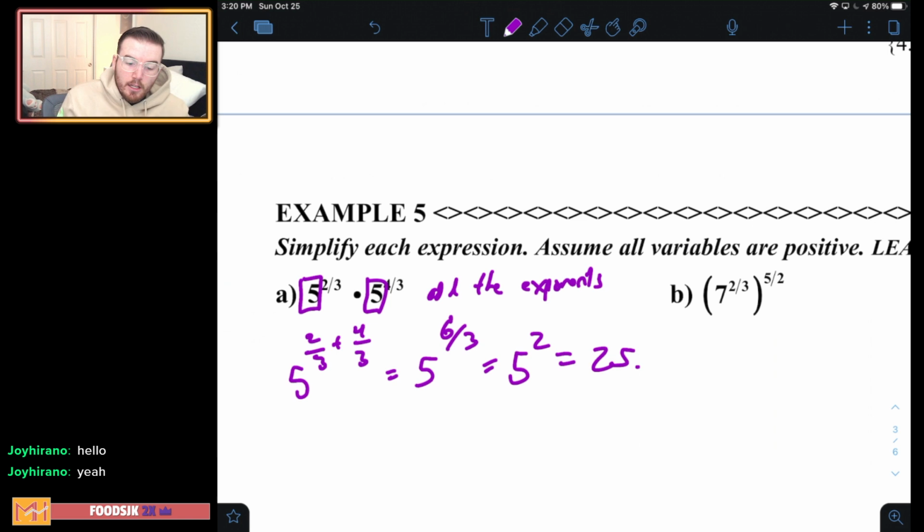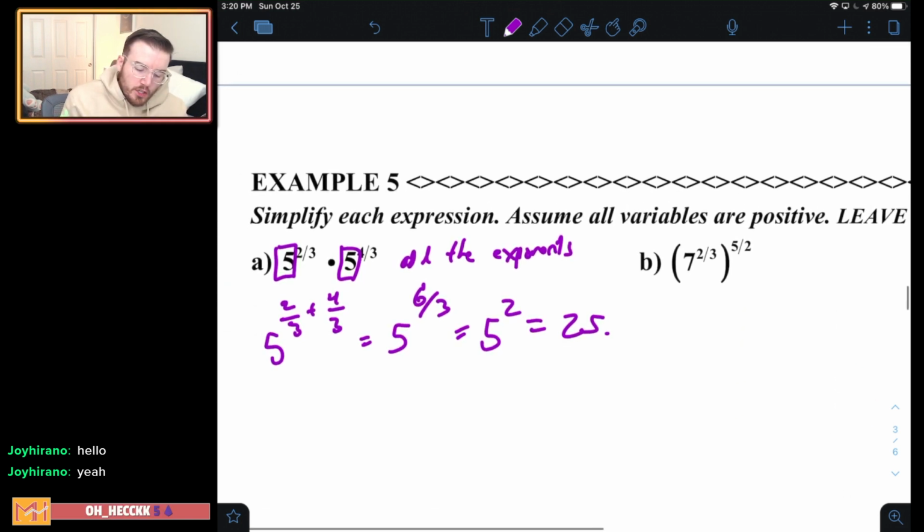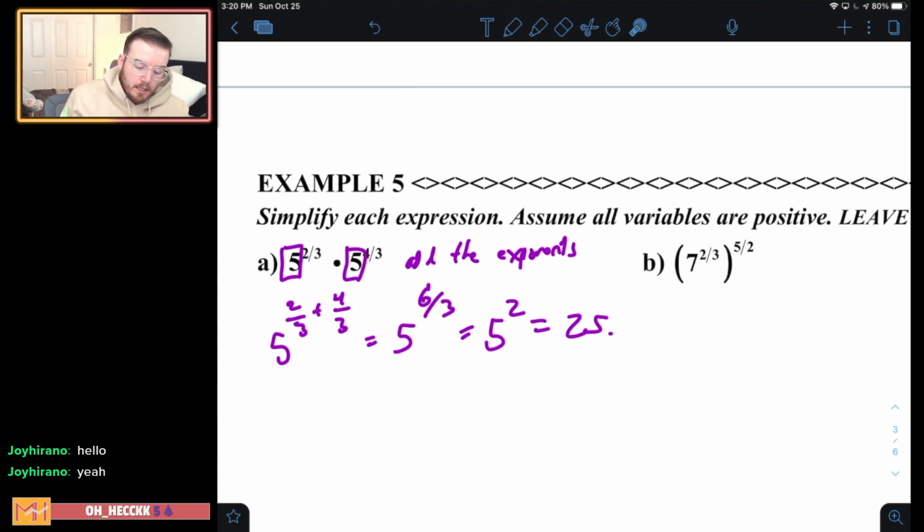So we get 25, because 6 divided by 3 is 2, 5 squared is 25. So basically, why are we doing this is because something messy, something that looks kind of gross and ugly with these fractional exponents, and a little intimidating, right? In the end, the answer is just 25. So when you multiply two things together that have the same base, you can just add the exponents together. Okay.